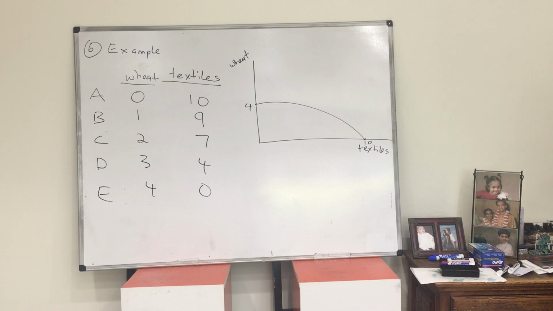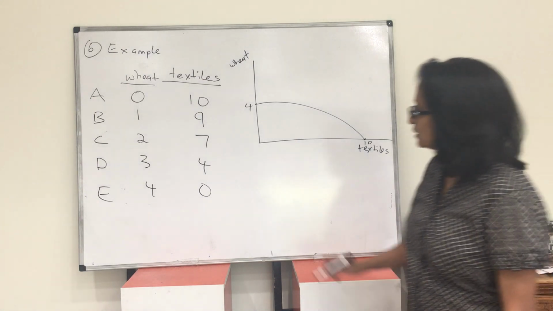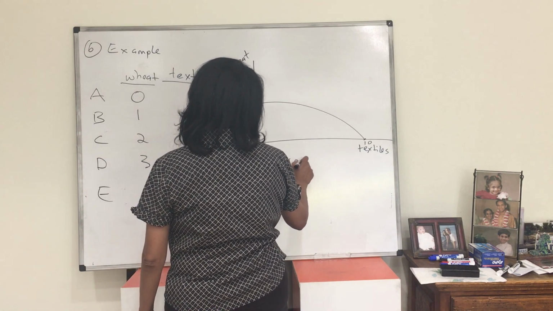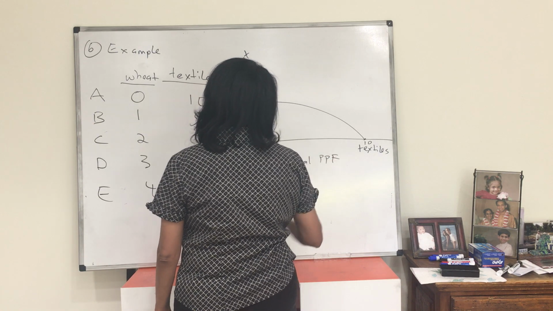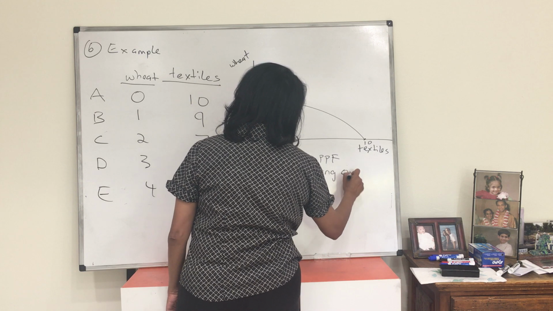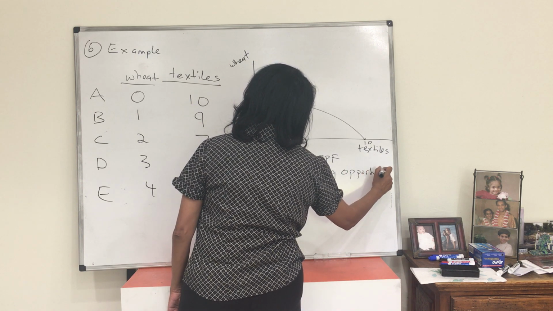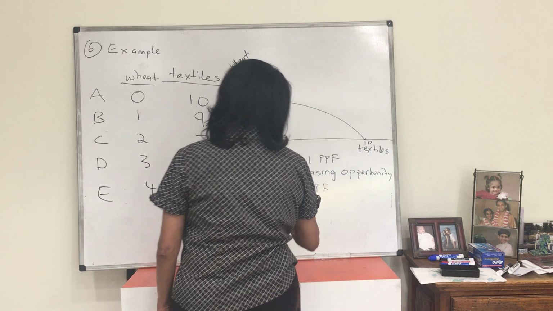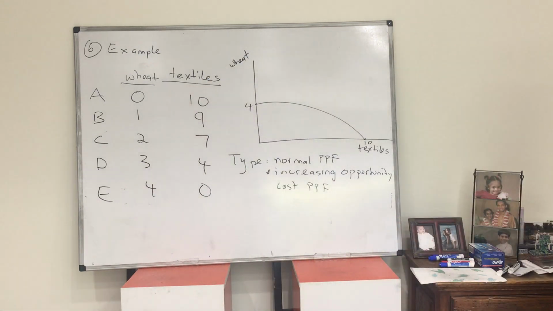This is how a normal PPF looks like. Most PPFs will have this bowed out shape or concave shape. This type of PPF is what we call a normal PPF. In some books they call this an increasing opportunity cost PPF. Okay, this is the type of PPF it is. Okay, so I'm just going to move out. And then we're going to go to number 7 of our outline to talk about this graph in this table.